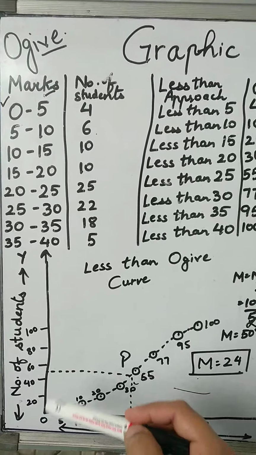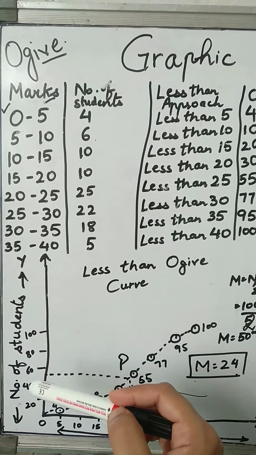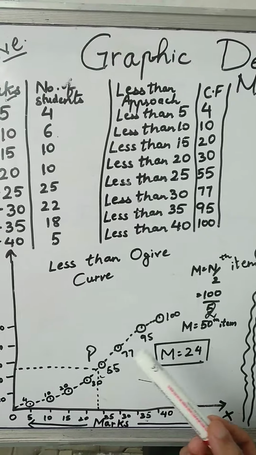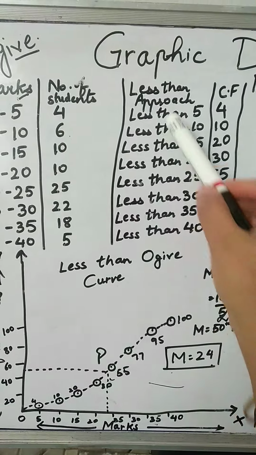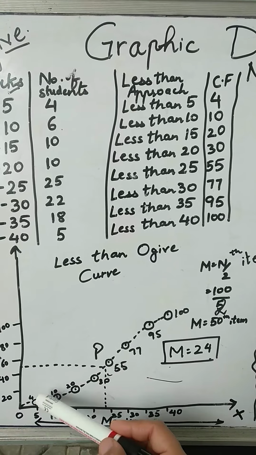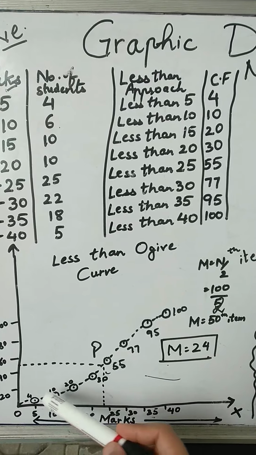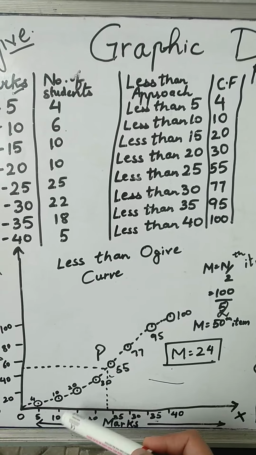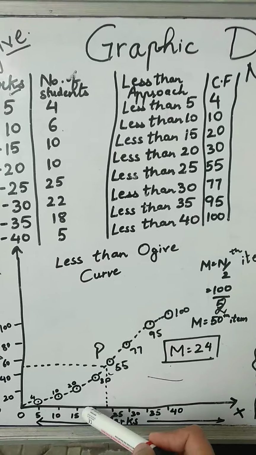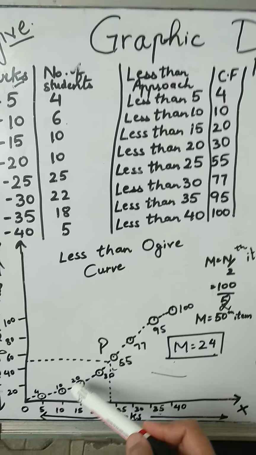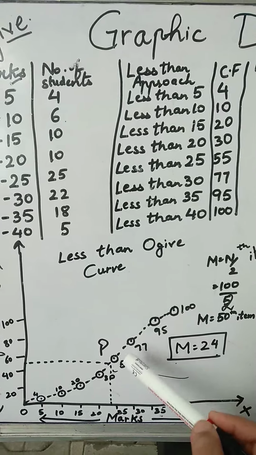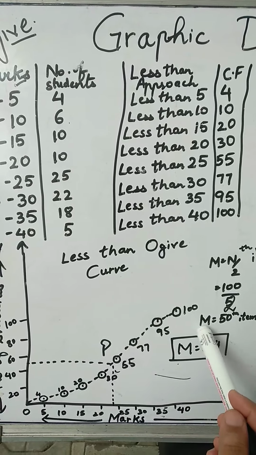And over here for the number of students, we are not going to consider the frequency, rather we will consider the cumulative frequency. The cumulative frequency in the first case, for less than 5, was 4. So against 5 we will put a small dot at 4. Then for less than 10, we mark the point 10, and for less than 15, 20. In this way we will form this curve which is the less than ogive. Clear?